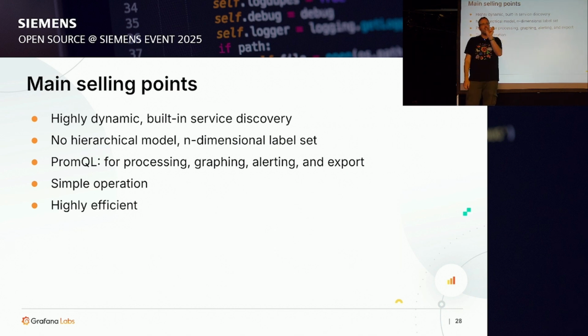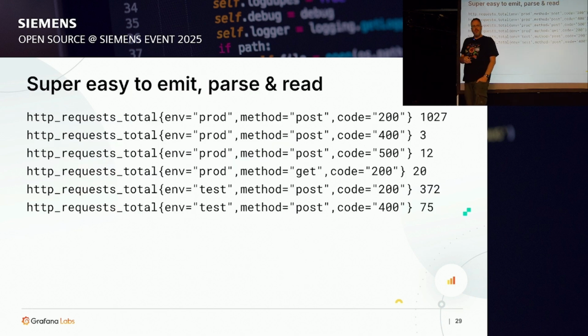You have labels attached to your data, and this is flat. So you can build an n-dimensional matrix with those labels, and you can slice and dice your data as you need it. Sounds hard, is simple. There's one single language to interface with all of the data within Prometheus. It doesn't matter if you export, if you alert, if you build a dashboard, if you do whatever. It's really easy to read and to emit this data.